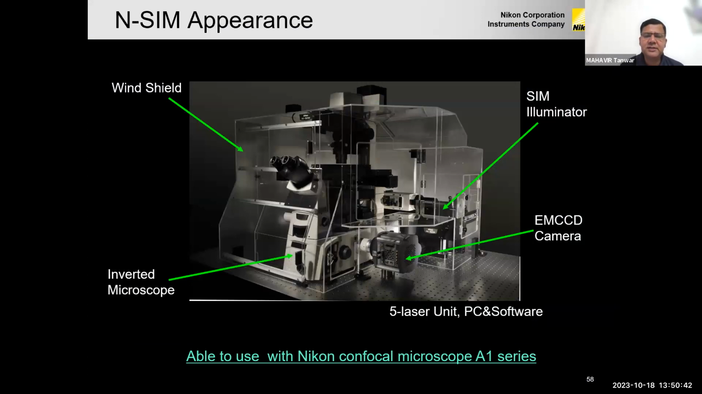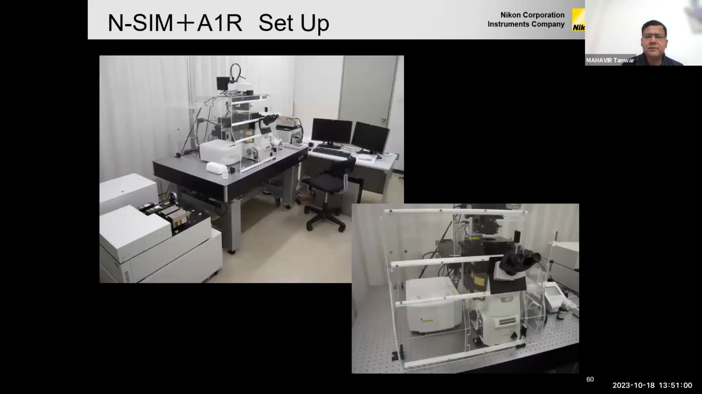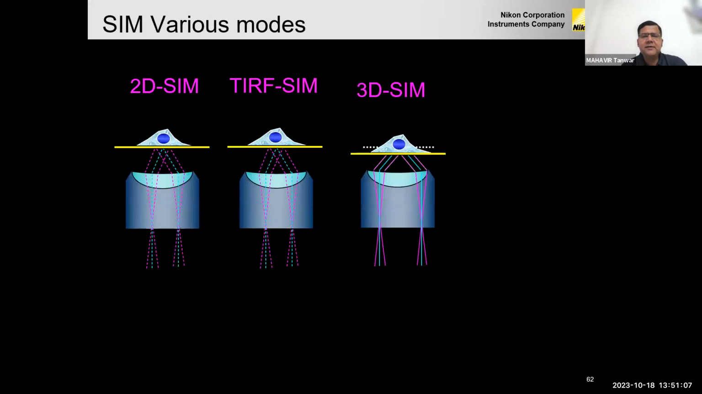This is how a super resolution SIM looks like. And the box is basically a windshield, so that no external light comes and no external air comes and disturbs the sample. So the box is important. And there's a camera, an inverted microscope. It's a camera-based system. We call it wide field, but super resolution. You can always hook it up with the confocal, but both are independent. SIM is different and confocal is different. SIM has various technologies or modes: 2D, XY information, 3D, XYZ information, curve SIM.